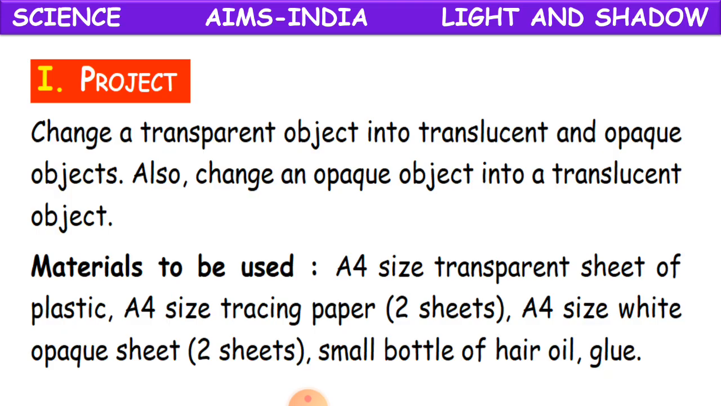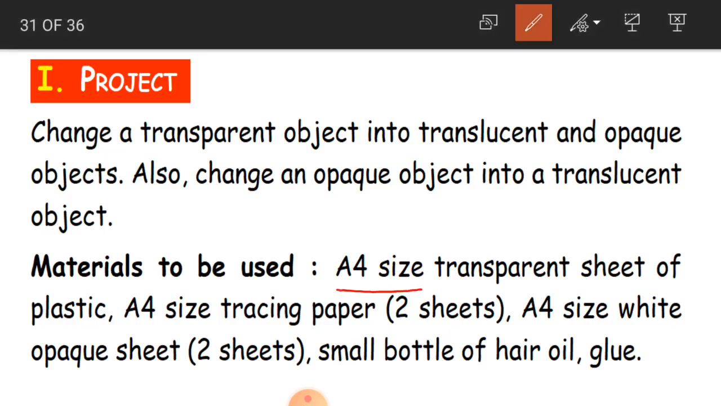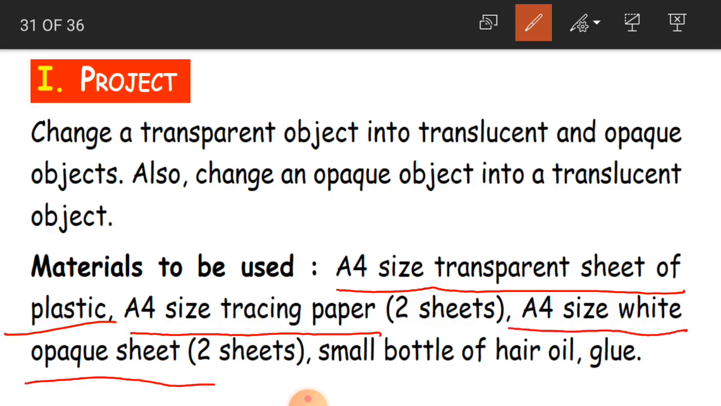Now here you have got one project, children. So what is this? Change a transparent object into translucent and opaque material objects. Also change an opaque object into a translucent object. So you can change the objects here from translucent to opaque. Okay. So the materials to be used are an A4 size transparent sheet of plastic, A4 size tracing paper, that is 2 sheets you need, A4 size white opaque sheet, that is 2 sheets, and a small bottle of hair oil and glue. Okay.